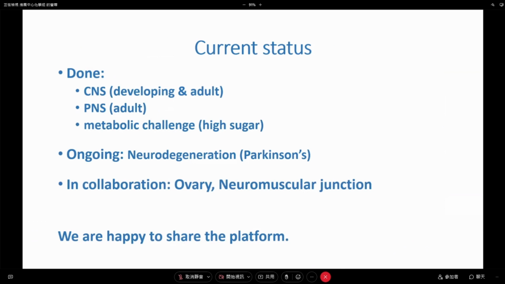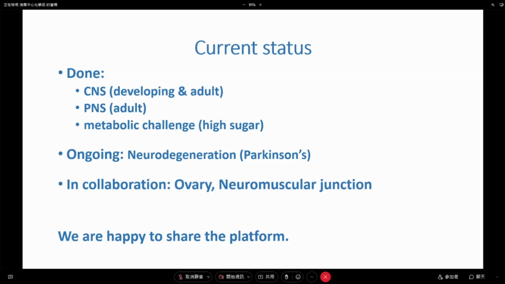And so what we have done here is to profile the CNS and also the PNS, the peripheral nervous system, in the adult. And we are also challenging the flies with high sugar. It's quite interesting, making them eat more sugar. It's just like my kid likes Coke and they just drink too much. So I want to do some experiment to show them, hey, it's bad.